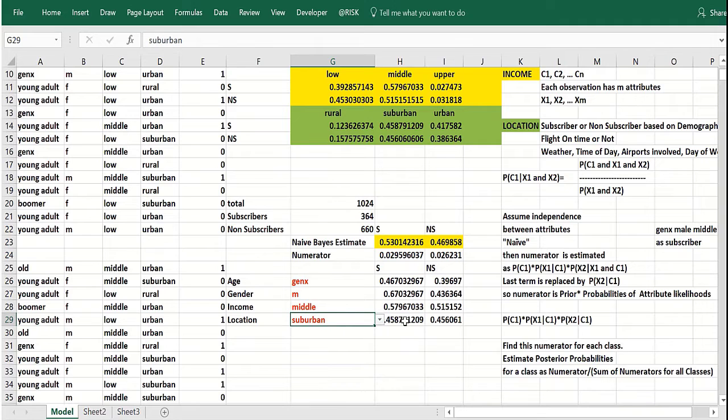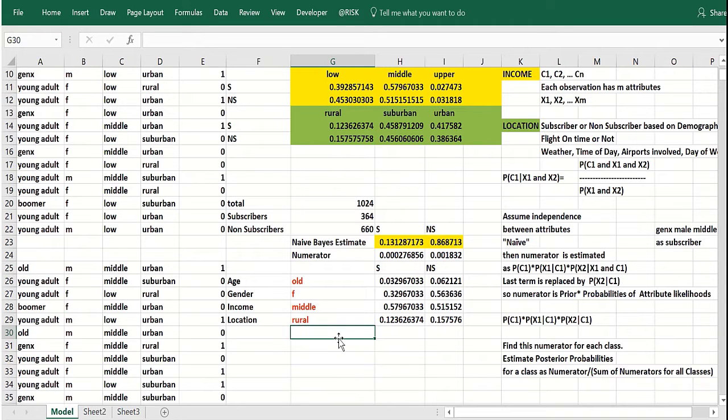middle income, suburban. Now, what if they're rural, female? It's not going to be much chance here. Let's say middle income, female, and let's say they're old. Okay, we got an 87% chance they're not a subscriber, a 13% chance they're a subscriber.